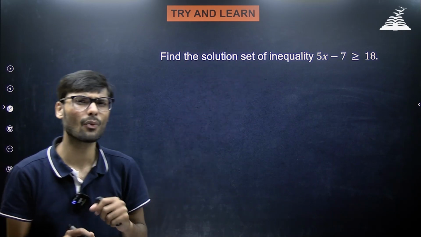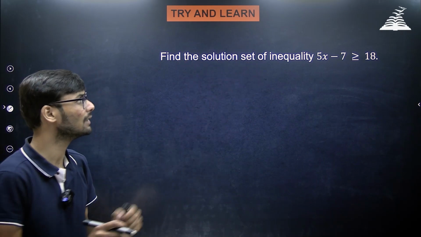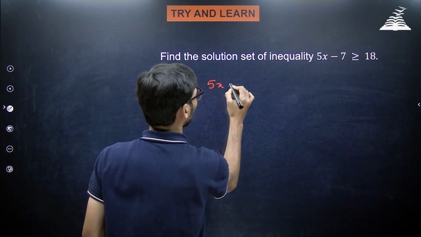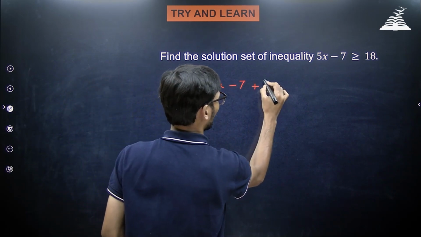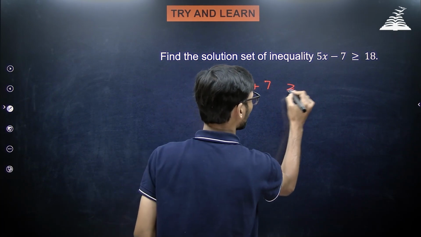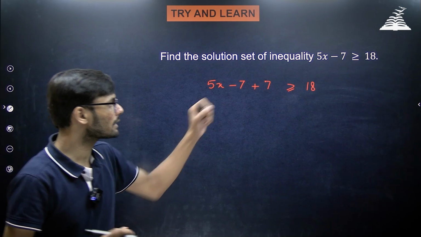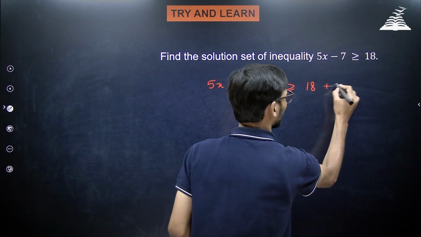On the right hand side we have a constant. So how do we solve it? We can add 7 on both the sides of this inequation. We know adding the same number doesn't affect the inequation. So this is what we will get.